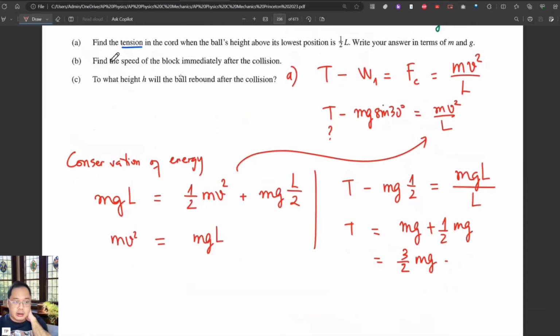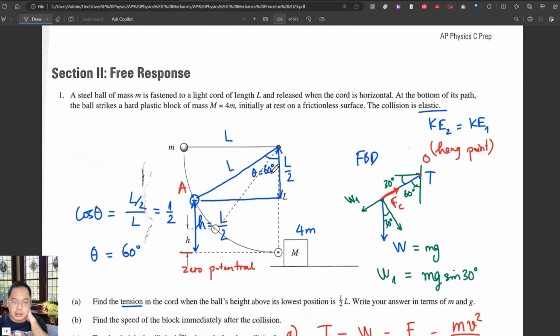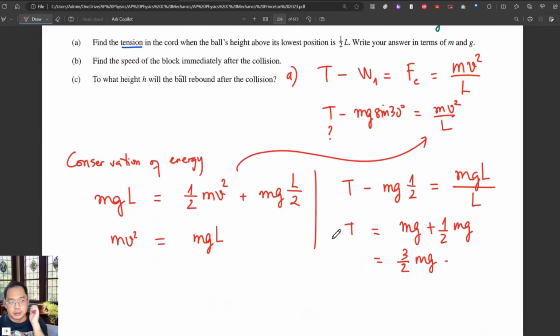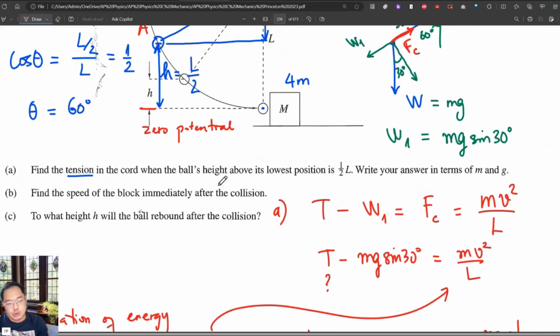The next thing, the speed of the block immediately after the collision. Conservation of momentum after collision. Do they stick together? No, they didn't say so. The ball strikes the mass 4m, and the collision is elastic. There is not enough space to write, so I have to write in a smaller size. After the collision, I'm thinking of using two equations: conservation of momentum is one equation, and conservation of kinetic energy is the second equation.